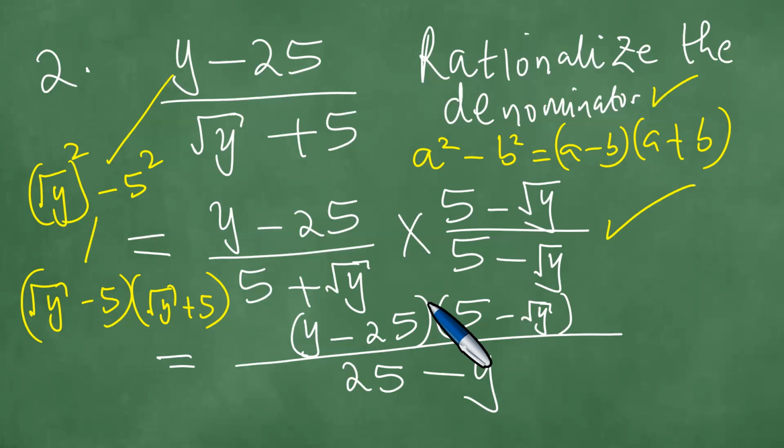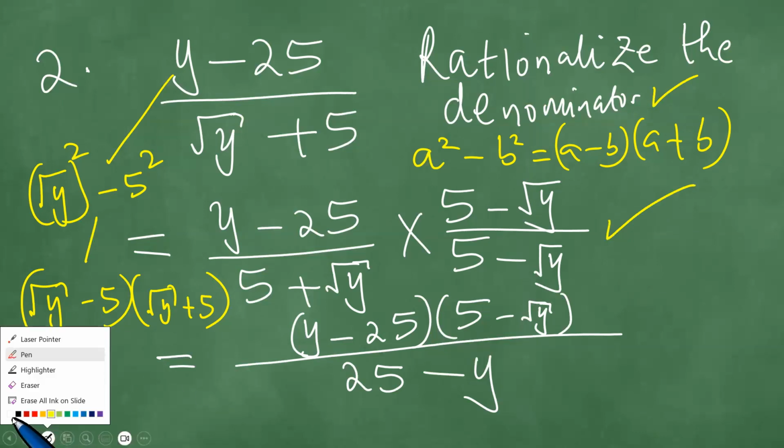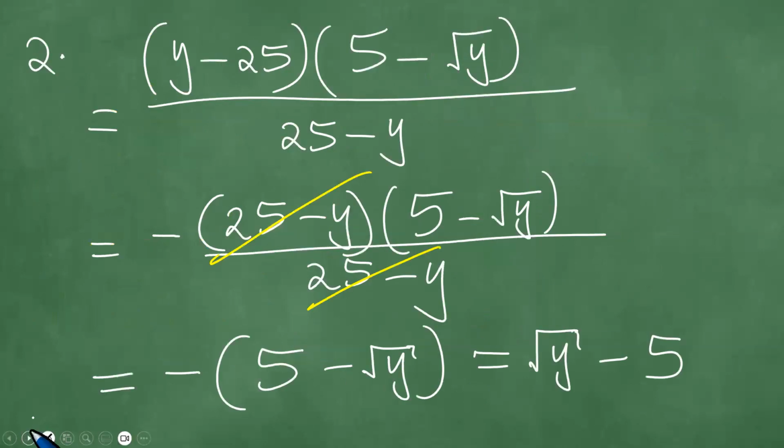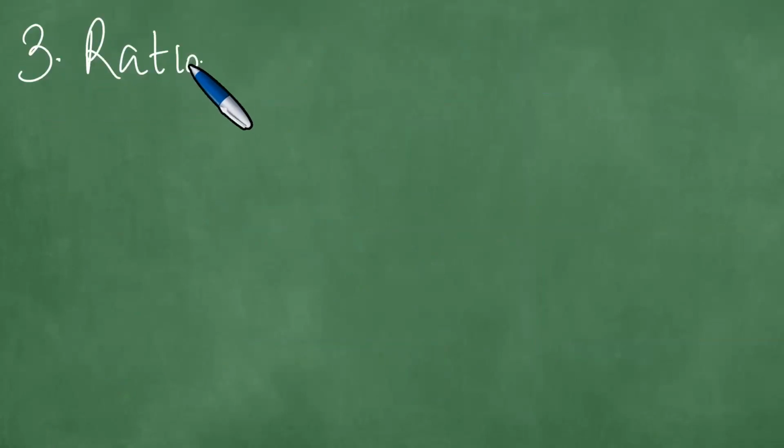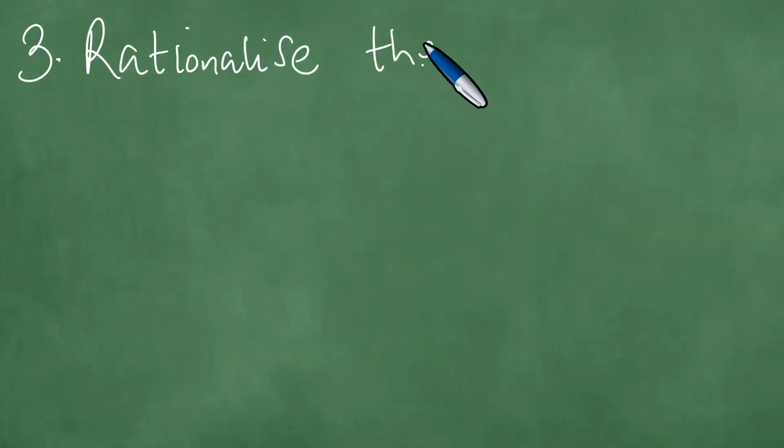Let us look at this particular question. I'm interested in seeing what is going to be done here. Let us look at this particular question. Number 3. Right, here comes number 3. In number 3, we need to rationalize the denominator.